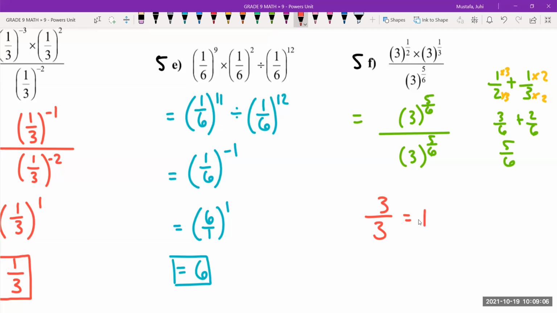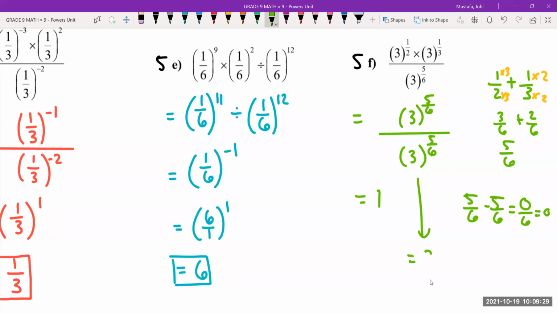But another way for us to double check it is we can actually subtract these fractions. If we subtract 5/6, take away 5/6, what do we end up getting? What's 5 take away 5? 0/6, which is a 0. So another way to think about this is it's going to give you 3 to the power of 0. What is 3 to the power of 0 equal to? It's just equal to a 1. So however you want to think about it, the answer is a 1. You can either cross them out and equal 1, or you can subtract them, get 3 to the power of 0, and then that's equal to 1 as well.